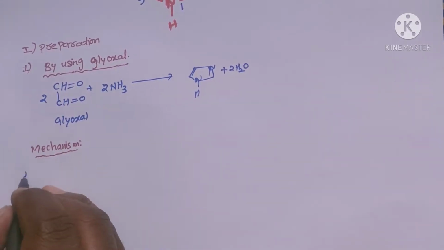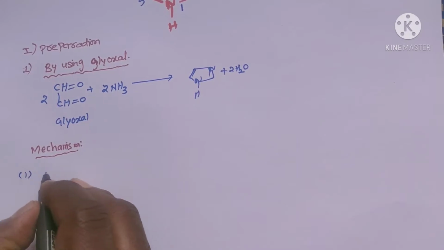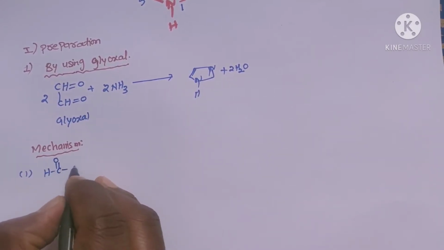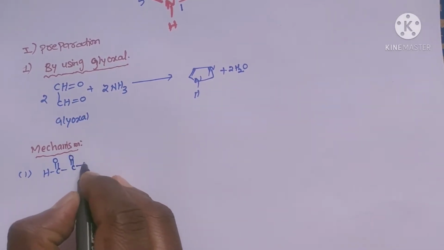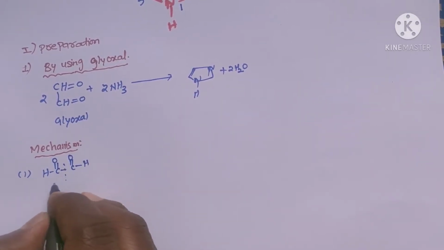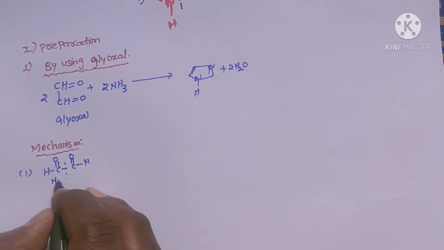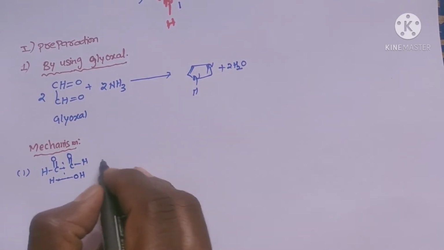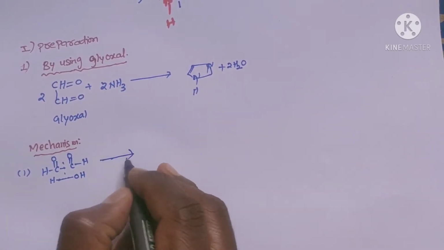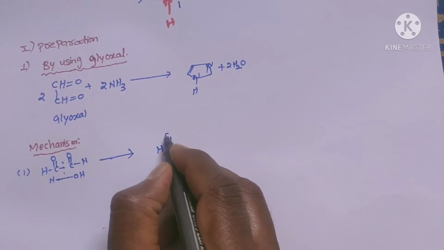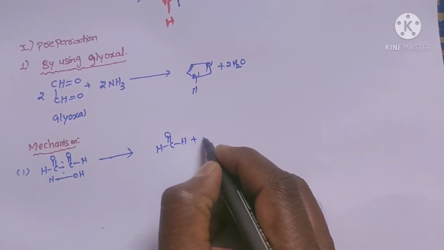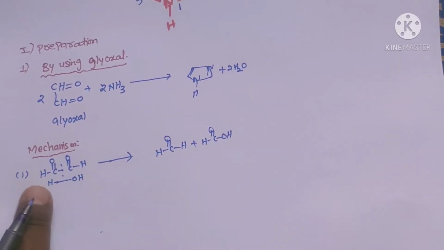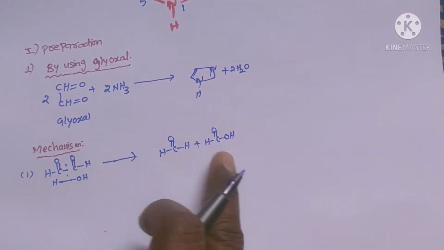In the first step, glyoxal undergoes hydrolysis. So we write H on one side and hydroxyl group on another side. So whenever it undergoes hydrolysis, we get formaldehyde and formic acid. This is formaldehyde and this is formic acid.